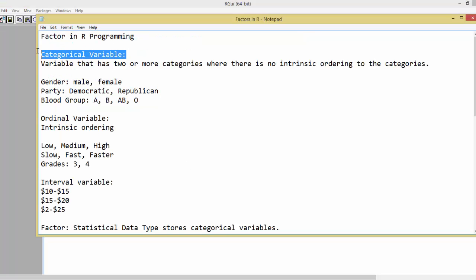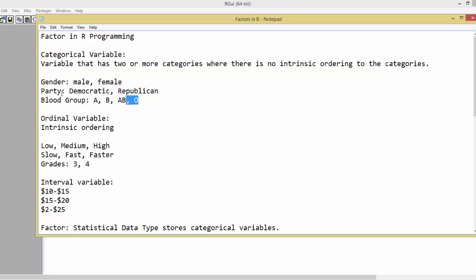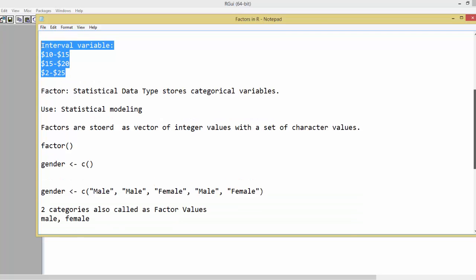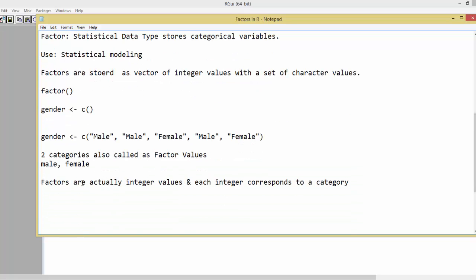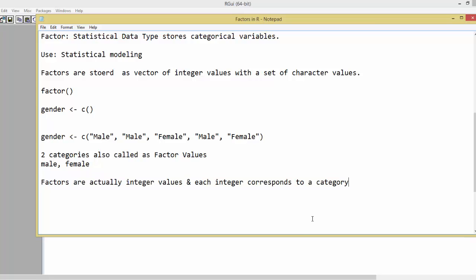So let's summarize factors. It begins with a categorical variable. It's a statistical data type that stores categorical variables, and a categorical variable has 2 or more categories where there is no intrinsic ordering to those categories or observations. Examples: when you have an ordinal variable where there is intrinsic ordering, like this. You have interval variable where there is a range that is defined as an interval, and factors are actually integer values, and each integer corresponds to a particular category.